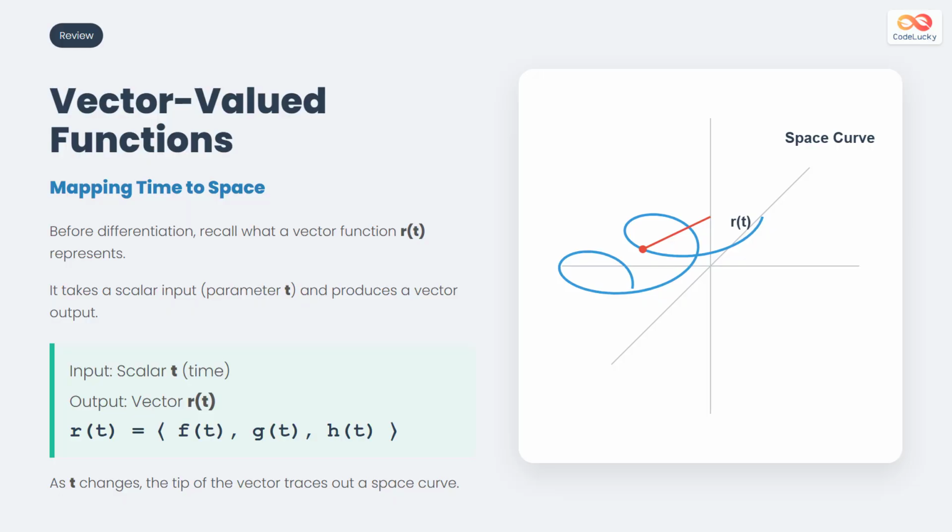First, let's quickly review what a vector function is. A vector-valued function, denoted as r of t, takes a scalar input t, often representing time, and maps it to a vector output with components f of t, g of t, and h of t as t varies. The tip of this vector traces out a path, or a space curve, in 3 dimensions.